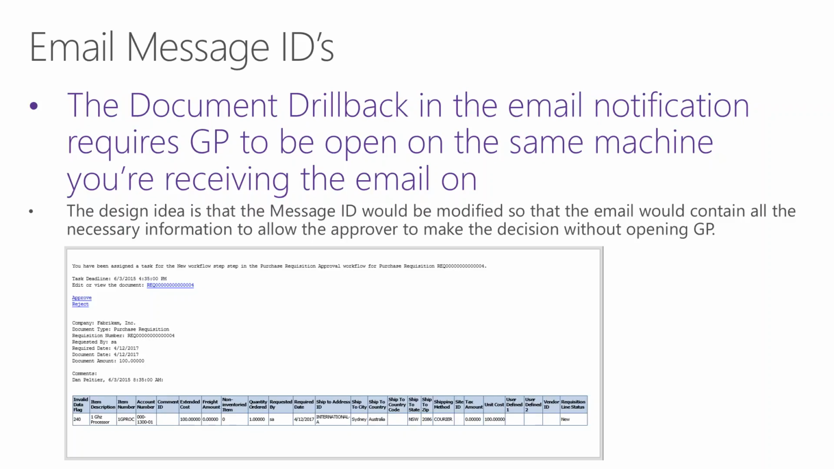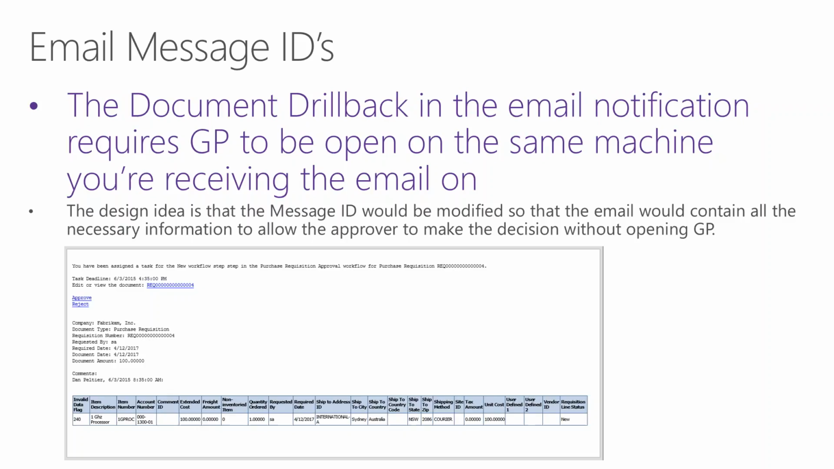If they have GP open on their desktop, they can click that blue hyperlink for the requisition, and it'll open that back to GP where they can see those details. And then in this slide, I have approve and reject as my other two blue hyperlinks, but you can also include delegate. So if you want them to be able to delegate this to someone else, you can do that.